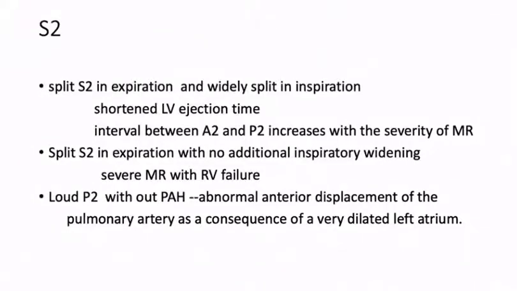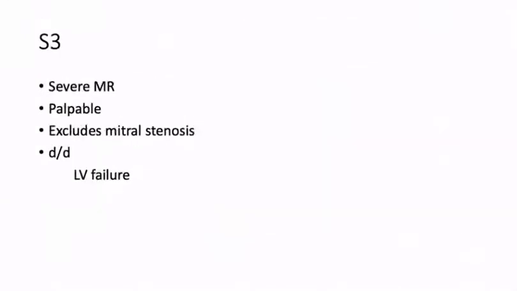If there is only a split in expiration with no additional widening in inspiration, then we need to think that the patient has RV failure. As there is RV failure, there is no augmentation during inspiration. So in a patient with severe MR, if the split is not augmented in inspiration, then we need to think there is associated RV dysfunction. We can also hear a loud P2 in these patients because of the anterior displacement of the pulmonary artery by the hugely dilated LA, though there is no significant PH.